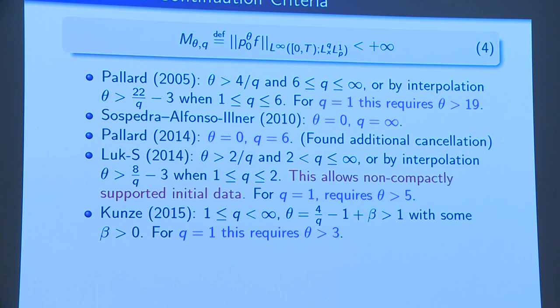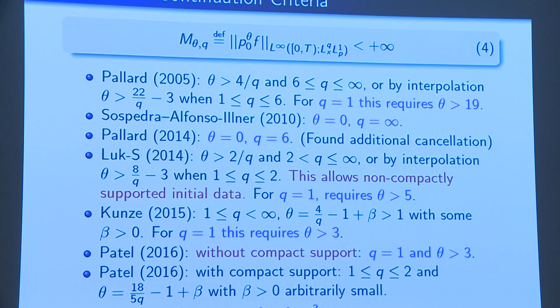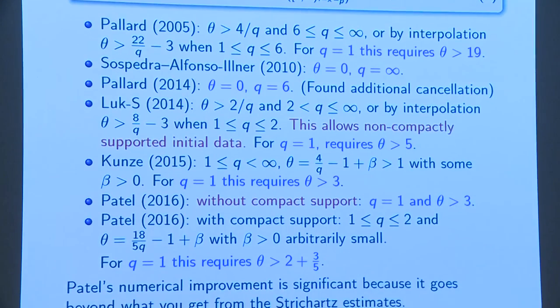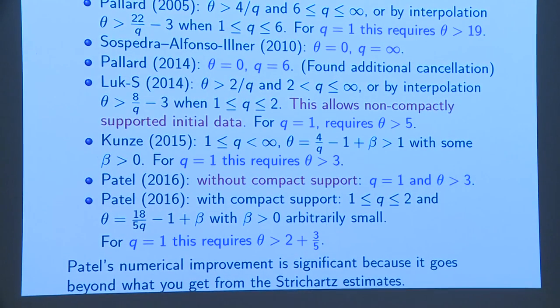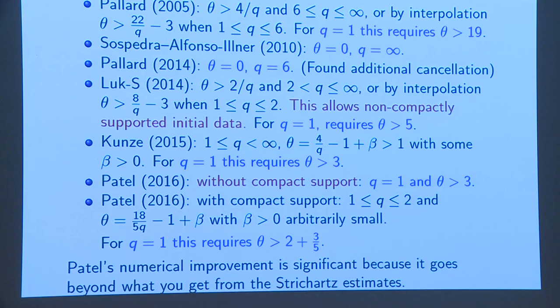So he had some new ideas that were very nice, and I'll tell you about them later. But he also used some of our ideas, like the Glassey-Strauss estimates, and he used compact support. So compact support really saves you one order of p, which makes the estimates one order of p better. And his proof, you can't really modify it to the non-compact support case directly.